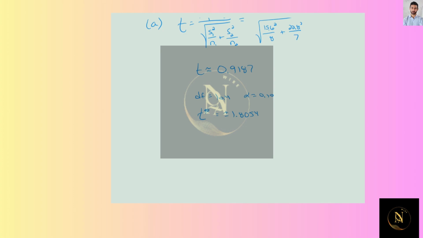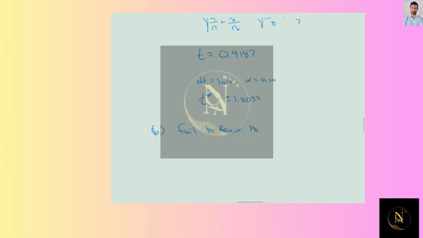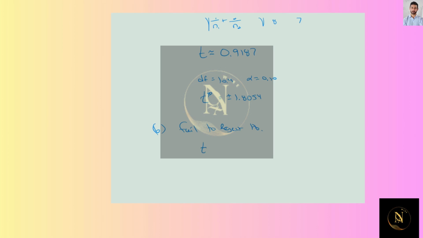and our conclusion then would be to fail to reject the null hypothesis because our test statistic is smaller than our critical value. It's not within the rejection region, which would be outside of our critical value. And so I think we're good.